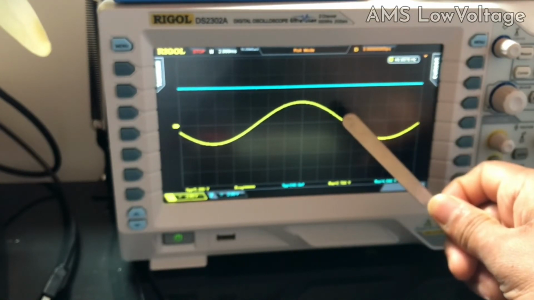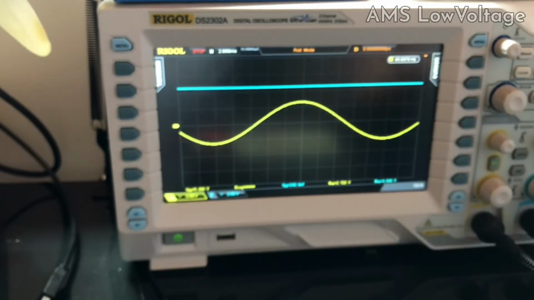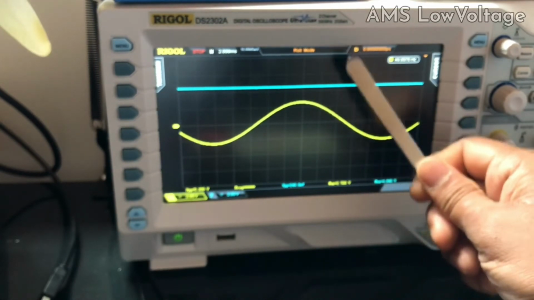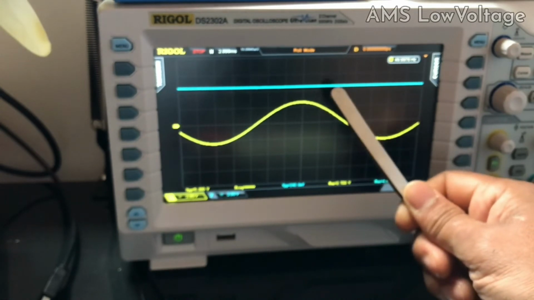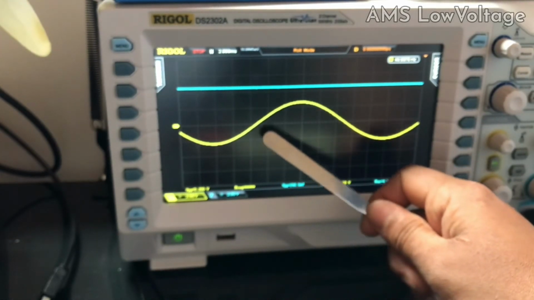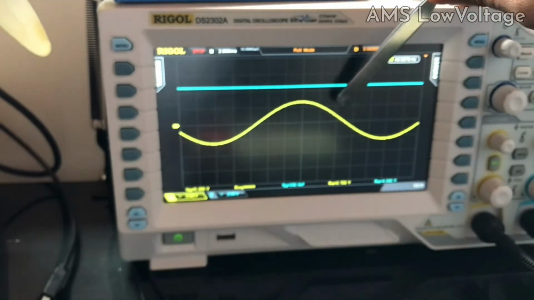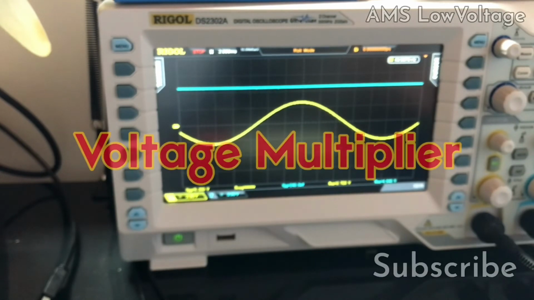So what we can get from these two circuits, the combination of this peak detector plus clamp circuit, is the complete output multiplied and then converted to DC. So for a small AC signal, we can make a voltage multiplier and convert it to DC with this circuit. That's why this circuit is called a voltage multiplier.